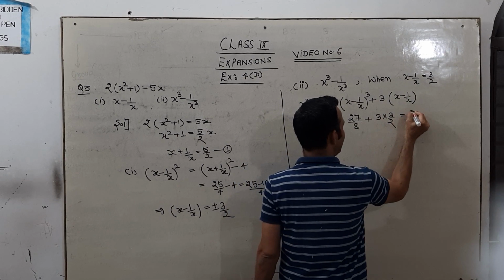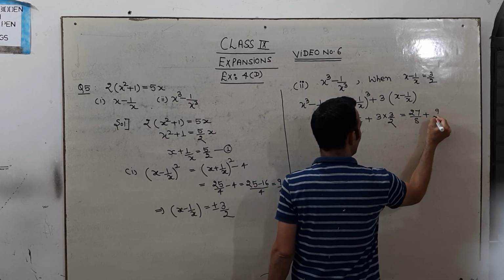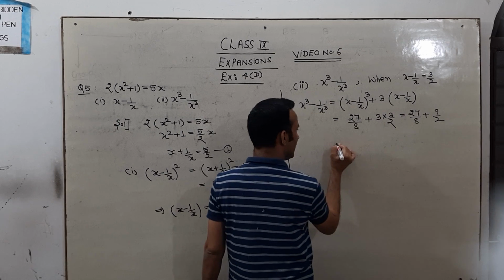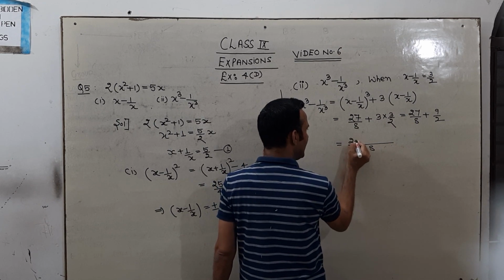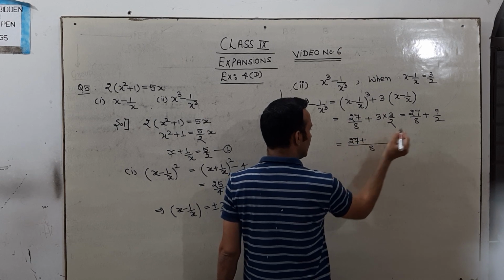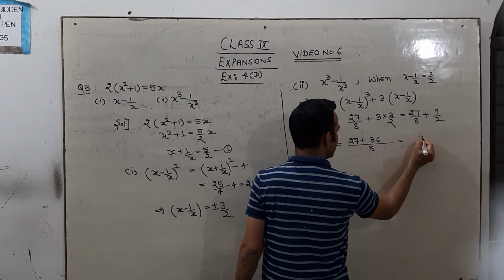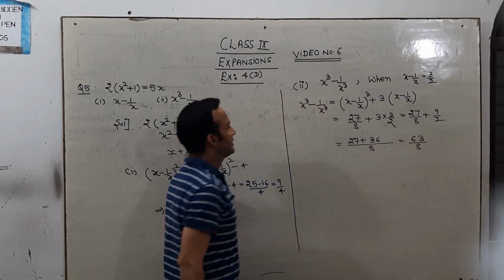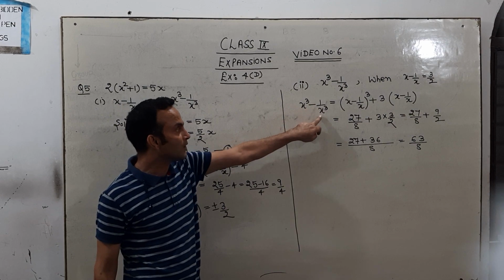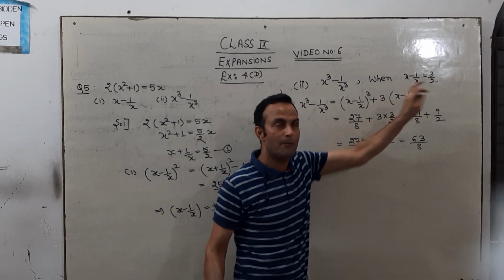This is what? 27 upon 8. 3 3 are 9 upon 2. See here, the LCM is 8. 27 plus 2 4 are 8, 4 9 are 36, 63 upon 8. This is the value of x cube minus 1 upon x cube when the value of x minus 1 upon x is 3 upon 2.